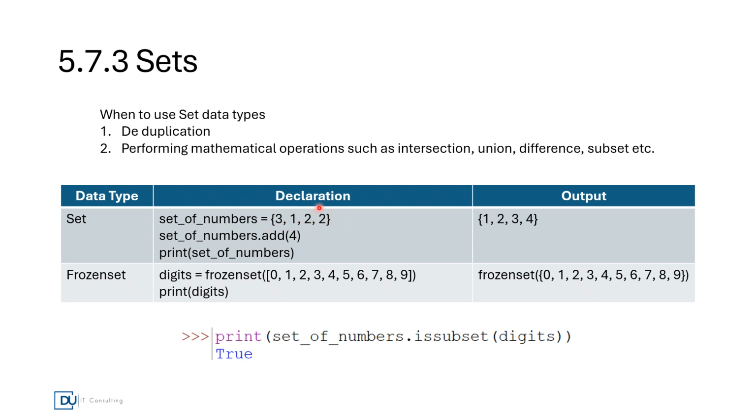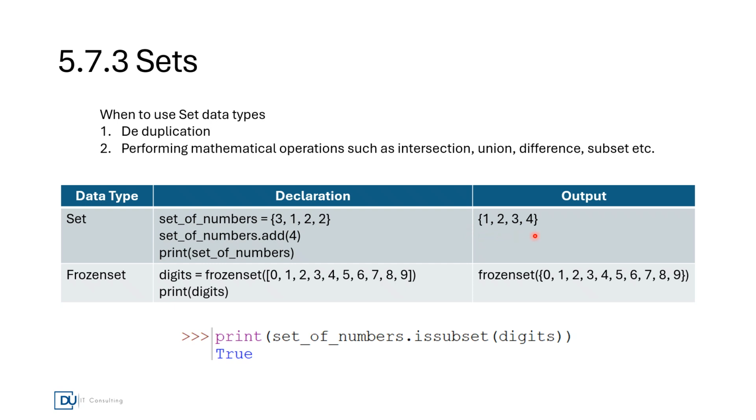I've intentionally added a duplicate 2 here. And then I'm trying to add another value 4. Then try to print the set of numbers. As you can see, the output has unique values 1, 2, 3, and 4.